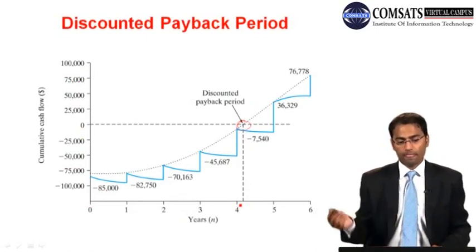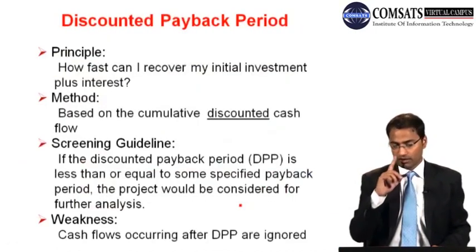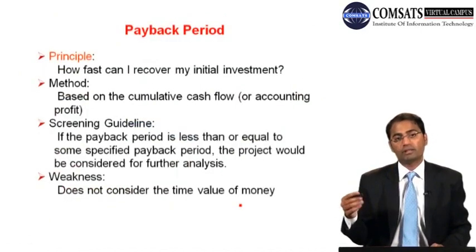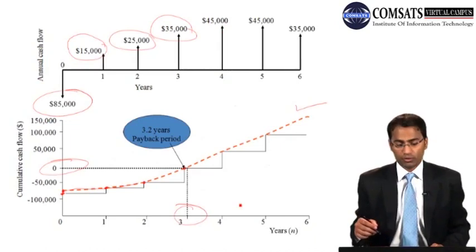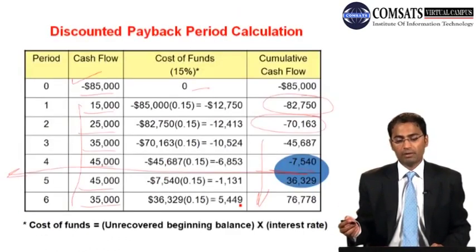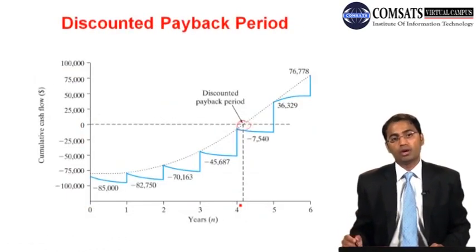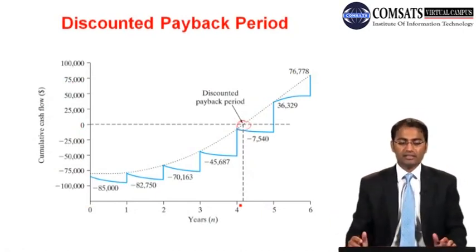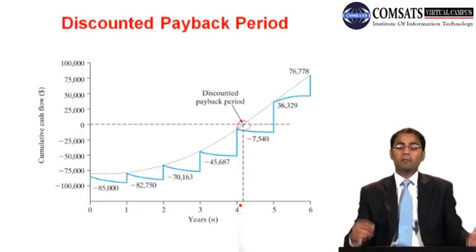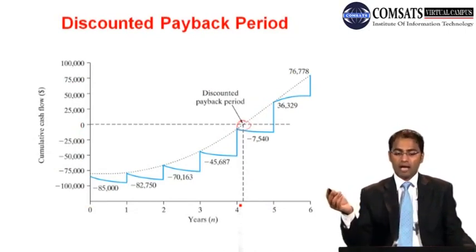And remember, when we did the analysis without discounting, for the simple payback period the payback time was 3.2 years, and for the discounted payback period we have 4.2. So a difference of 1 year is there. This is the difference between payback period analysis and discounted payback period analysis.